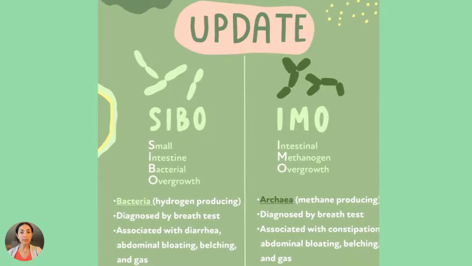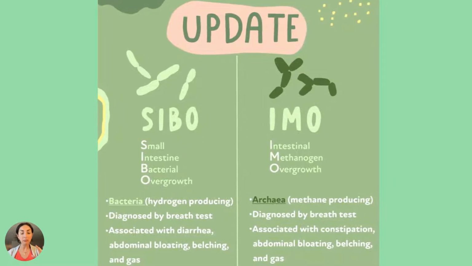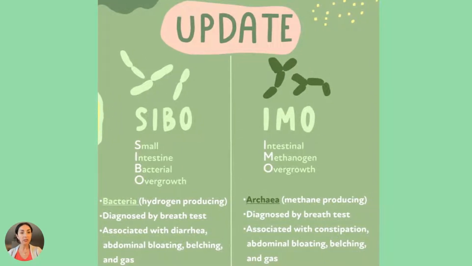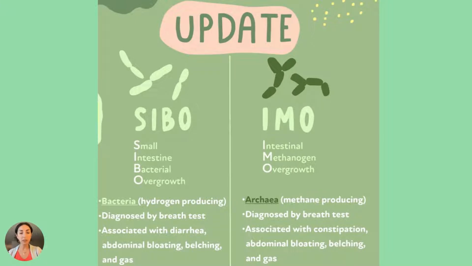And the difference between SIBO and EMO has again been pretty recently diversified. So SIBO would be considered more hydrogen producing, associated with diarrhea, and EMO would be associated with constipation, upper stomach bloating, reflux, gas, and nausea, and also they're both diagnosed with breath tests.